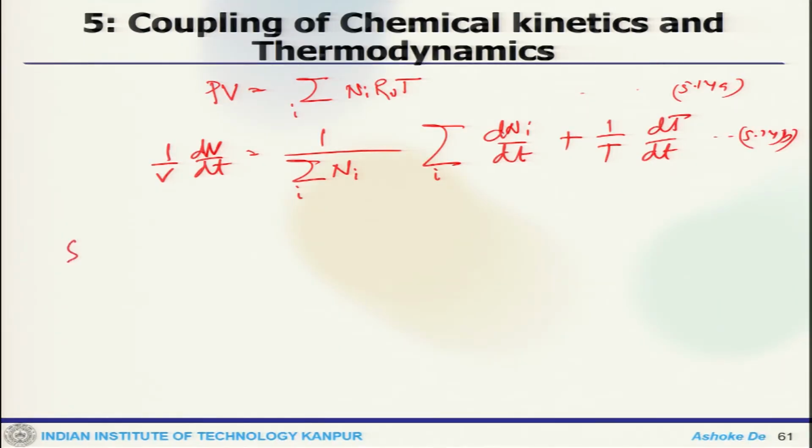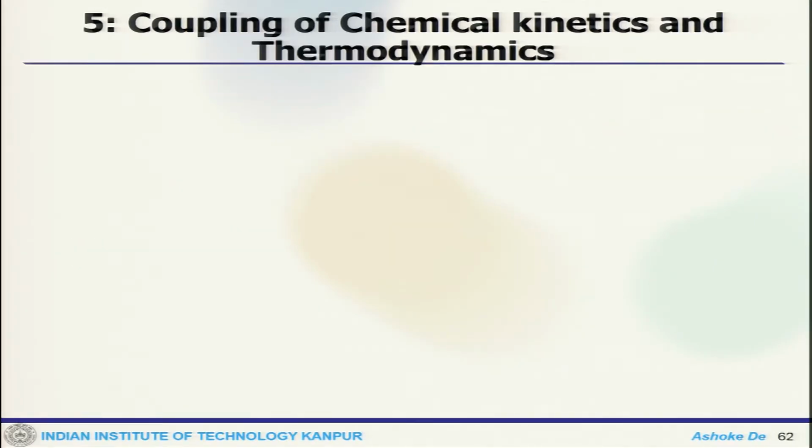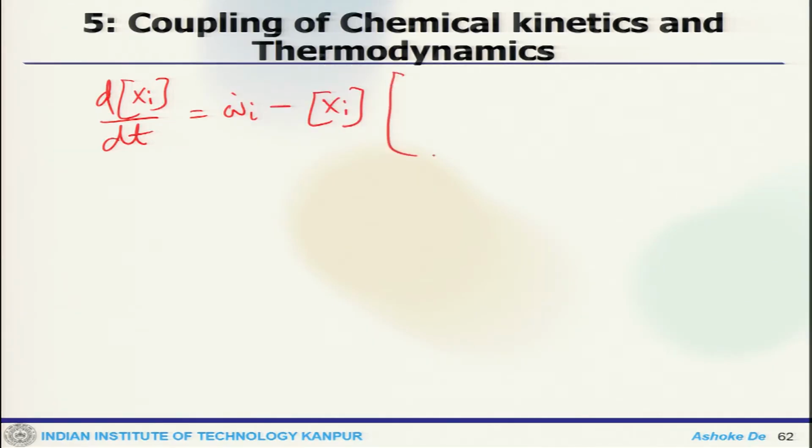Now, we substitute 5.9 into 5.14b and then we substitute the result of 5.13b. So, that will get us the change of concentration: dXi/dt equals omega dot i minus Xi times the summation of omega dot j over j, plus 1 by T dT/dt.